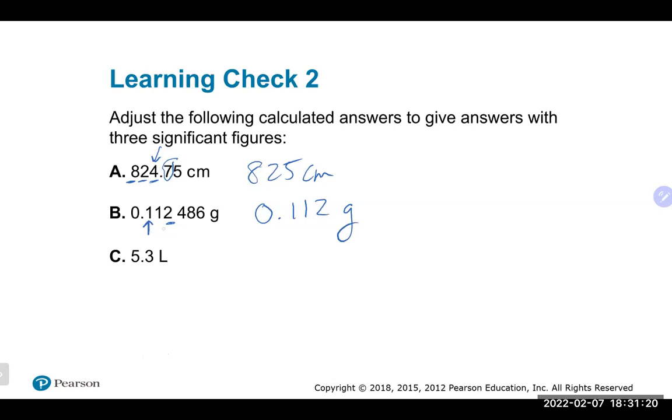Lastly here, how many significant figures does this one have to start with? It has 2, but we need 3. So we'll add a 0 in there. This 0 now is significant because there is that decimal point in that number. Any questions on any of those?